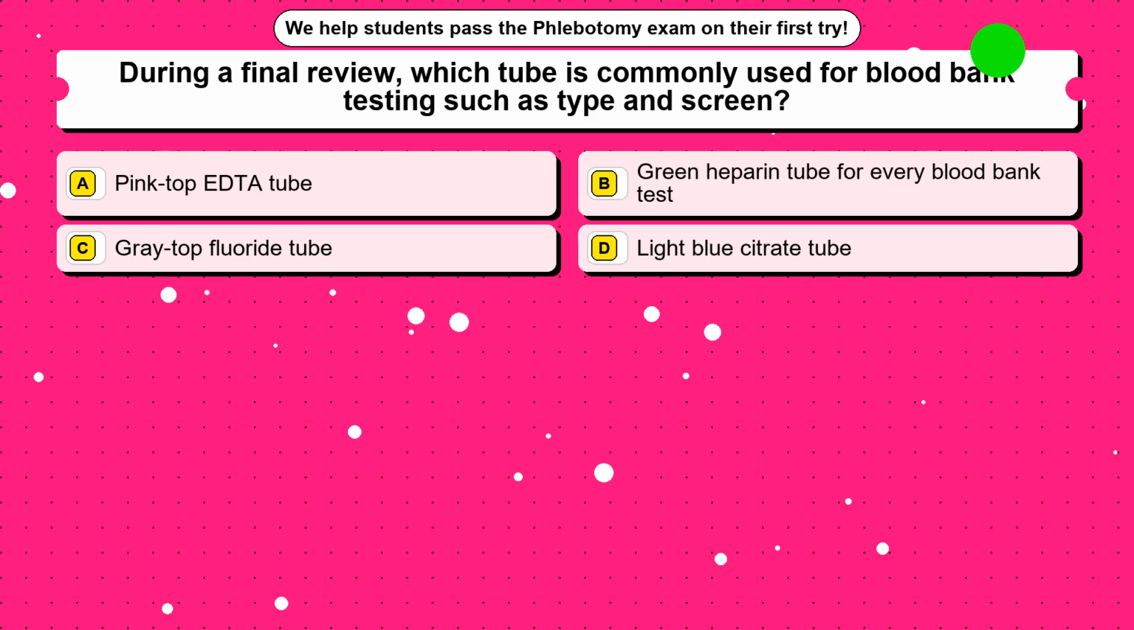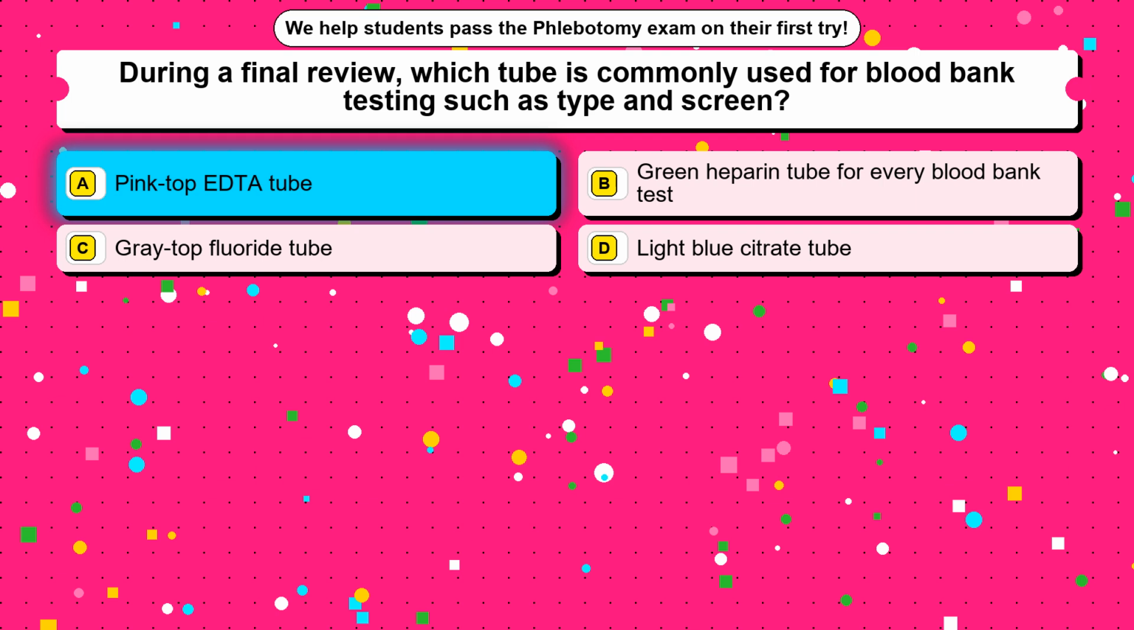Question 6. During a final review, which tube is commonly used for blood bank testing such as type and screen? Option A, pink top EDTA tube. Option B, green heparin tube for every blood bank test. Option C, gray top fluoride tube. Option D, light blue citrate tube.